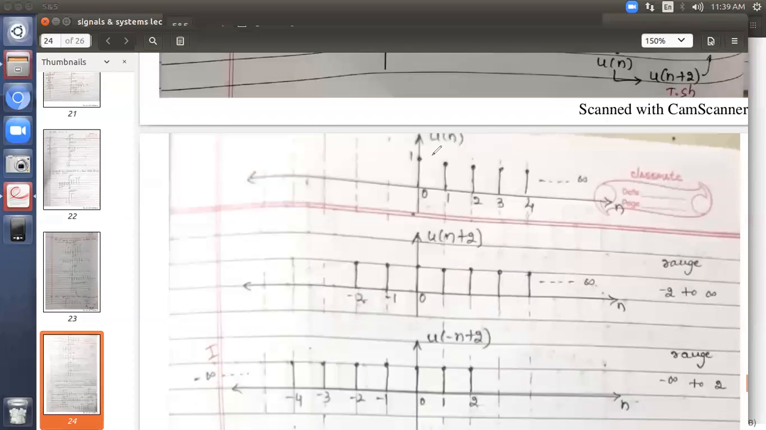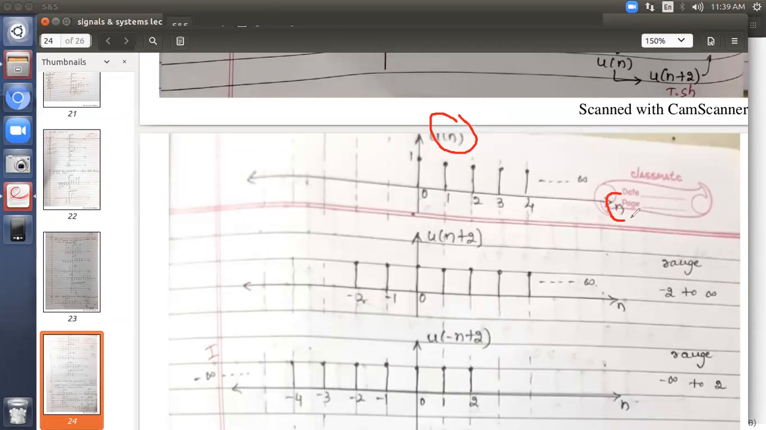This is u of n. Remember, u of n, r of n, which is a ramp signal, and delta of n, which is an impulse signal, are all standard signals. Their shapes, how they look, what their amplitudes and time ranges are, we have already studied in the previous part, while we were studying the elementary signals. We have already seen how u, that is a step signal, looks like. So accordingly, first draw the u of n signal.